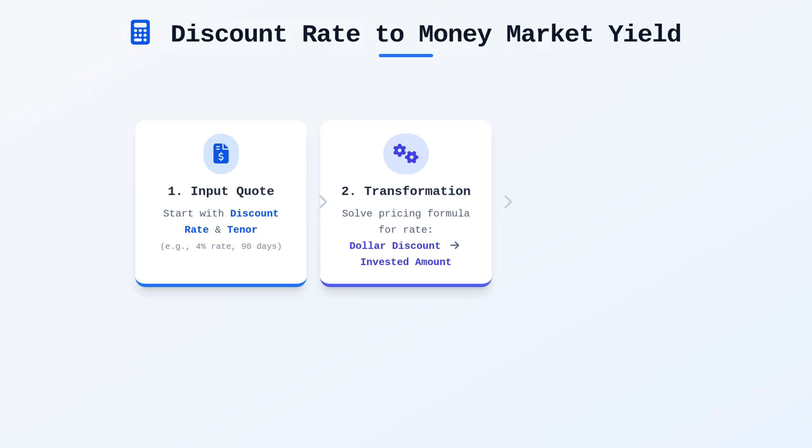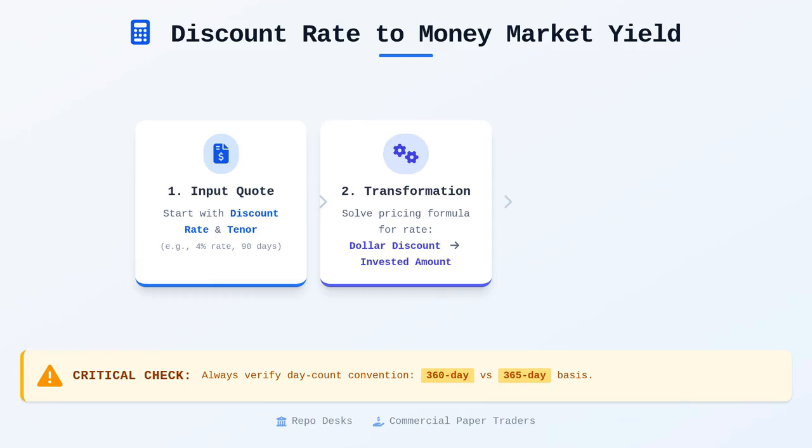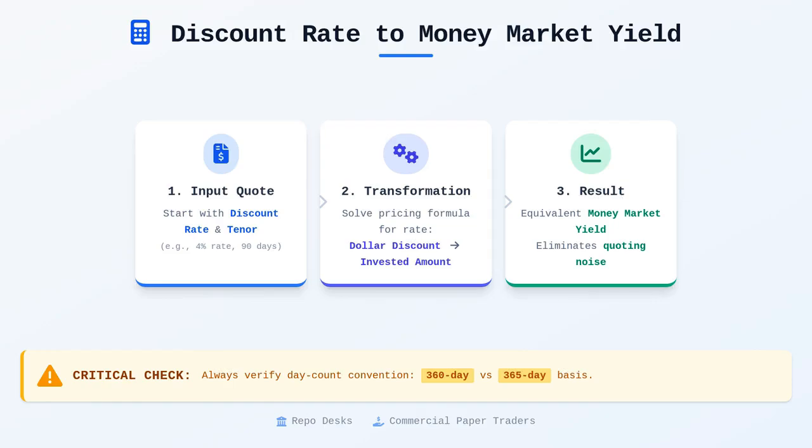This conversion is essential for repo desks and commercial paper traders who must reconcile various market quotes throughout the global financial system. When you perform these calculations under exam conditions, keep a close watch on whether the request asks for a 360-day or a 365-day-year basis, as this is the most common source of error. Precision in these foundational calculations effectively eliminates the noise created by archaic or heterogeneous market quoting styles.